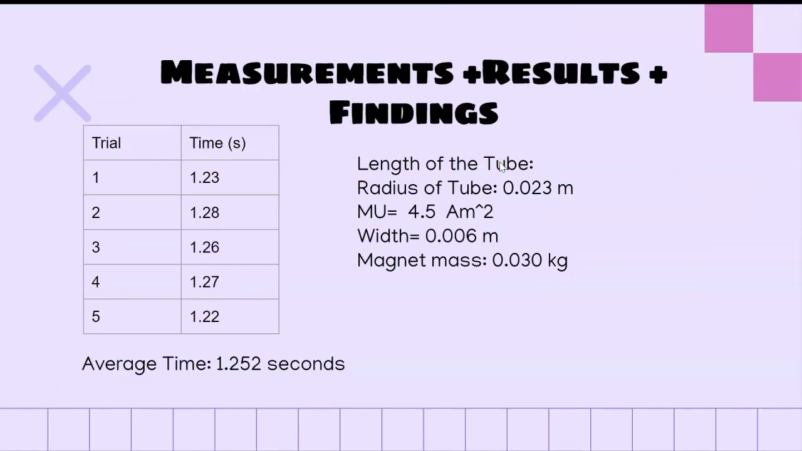For the length of the tube, we have our radius of the tube. Then we also have our mu value, which has been slightly adjusted to 4.5 A·m². We have our width, which is 0.00 meters, which always needs to be in our standard units of meters and kilograms. This is very important for the experiment. And then we also have our magnet mass as 0.03 kilograms. And then we have our times here. So we ended up with an average time of 1.252 seconds. So this is just an average of all of the trials that we did.